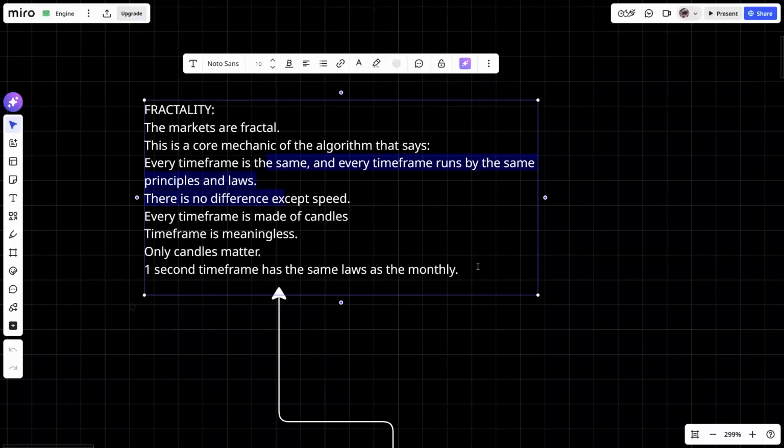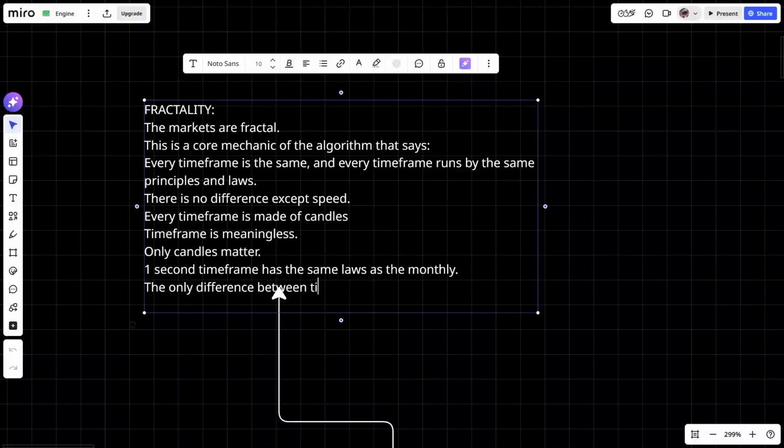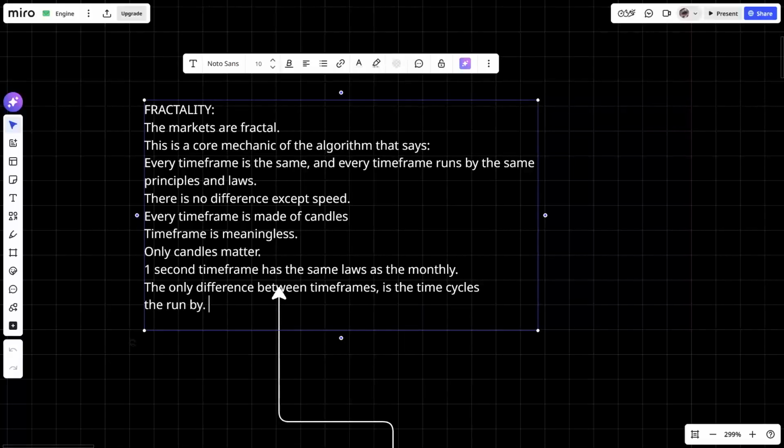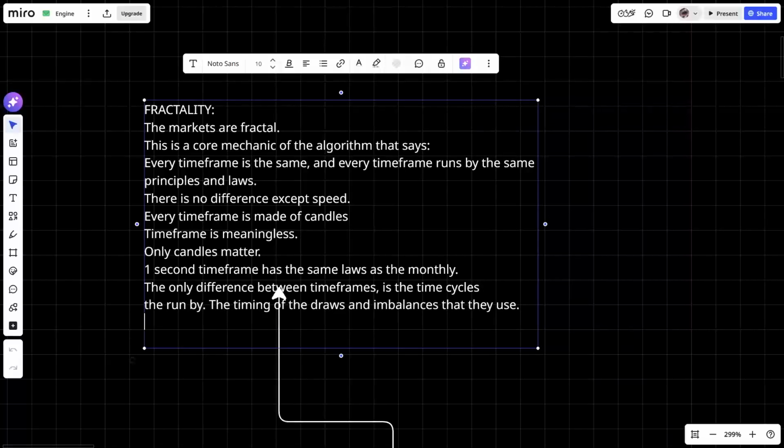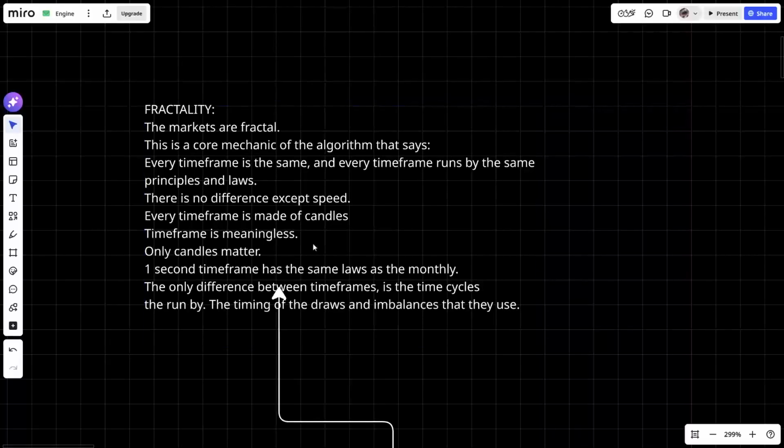And in fact, I'm going to add something to this. The only difference between time frames is the time cycles they run by, the timing of the draws and imbalances that they use. That's quite literally it.